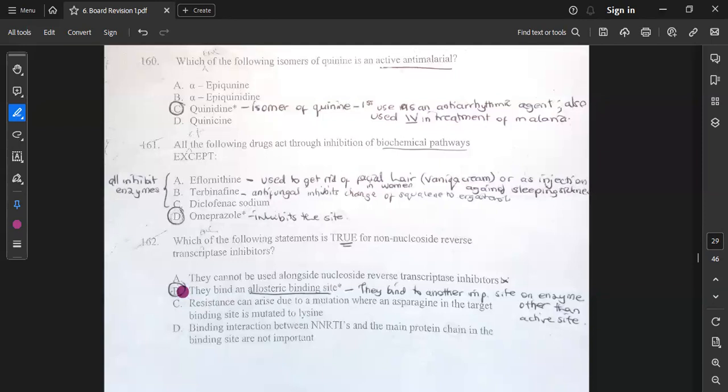Then if the child is born exposed to HIV and you did not prevent it from the word go, between birth and 4 weeks, they'll be given zidovudine, lamivudine, and nevirapine. Then after the 1 month, ABC, 3TC, DTG.